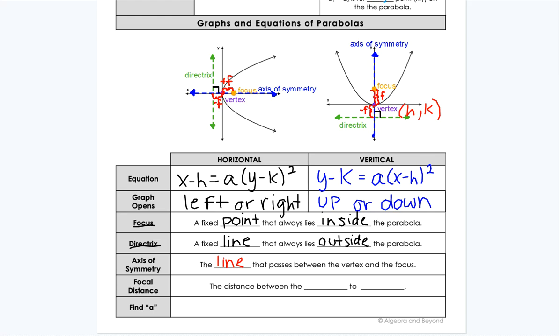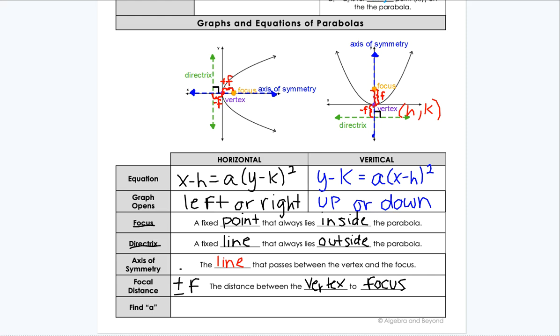And then when we think about where that focus is, we have something called the focal distance. The focal distance is the distance between the vertex and the focus. And that distance we represent with the letter F. So that focal distance we write as plus or minus F, depending on which direction it's going from the vertex. So that is the distance from the focus to the vertex, and it also is the distance between the vertex and the directrix.